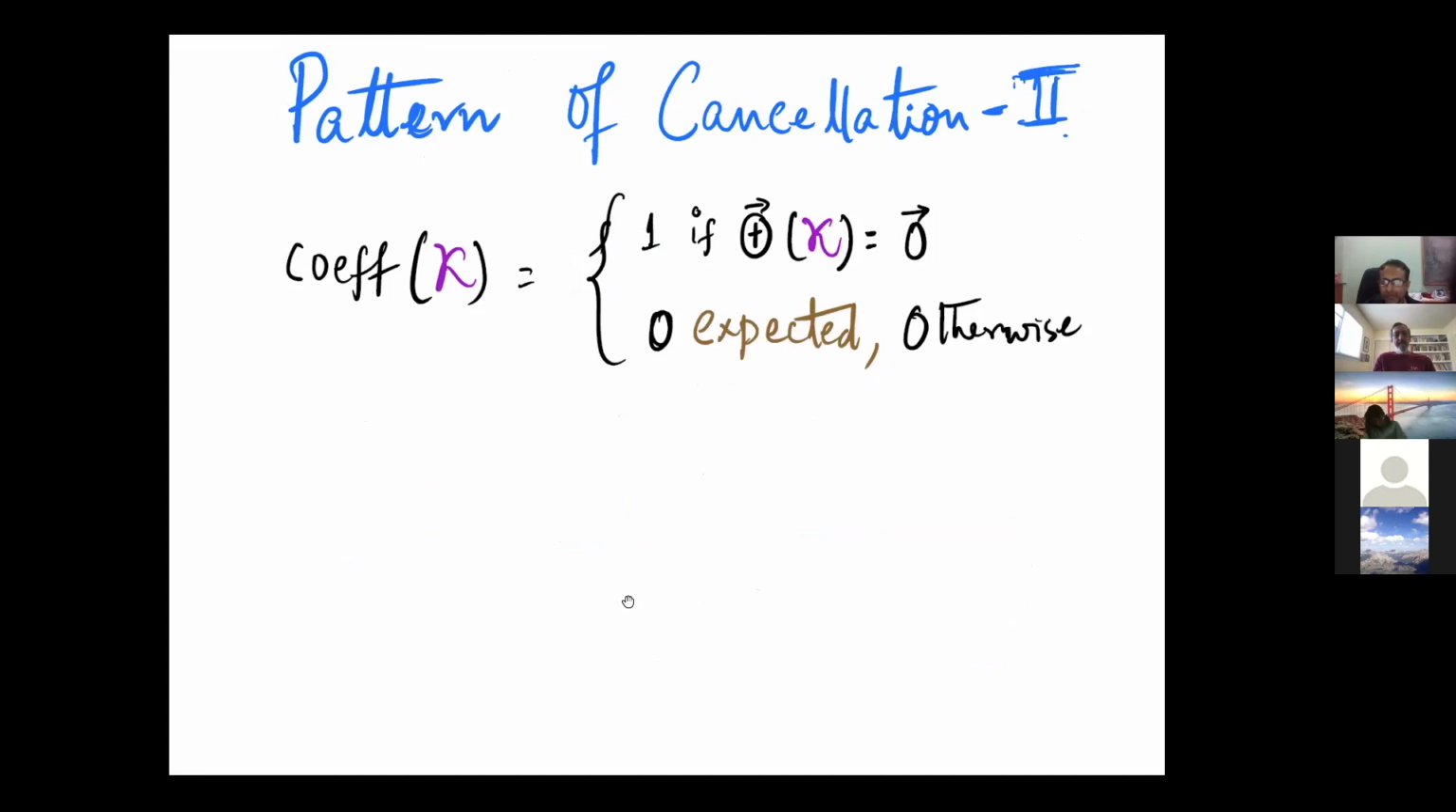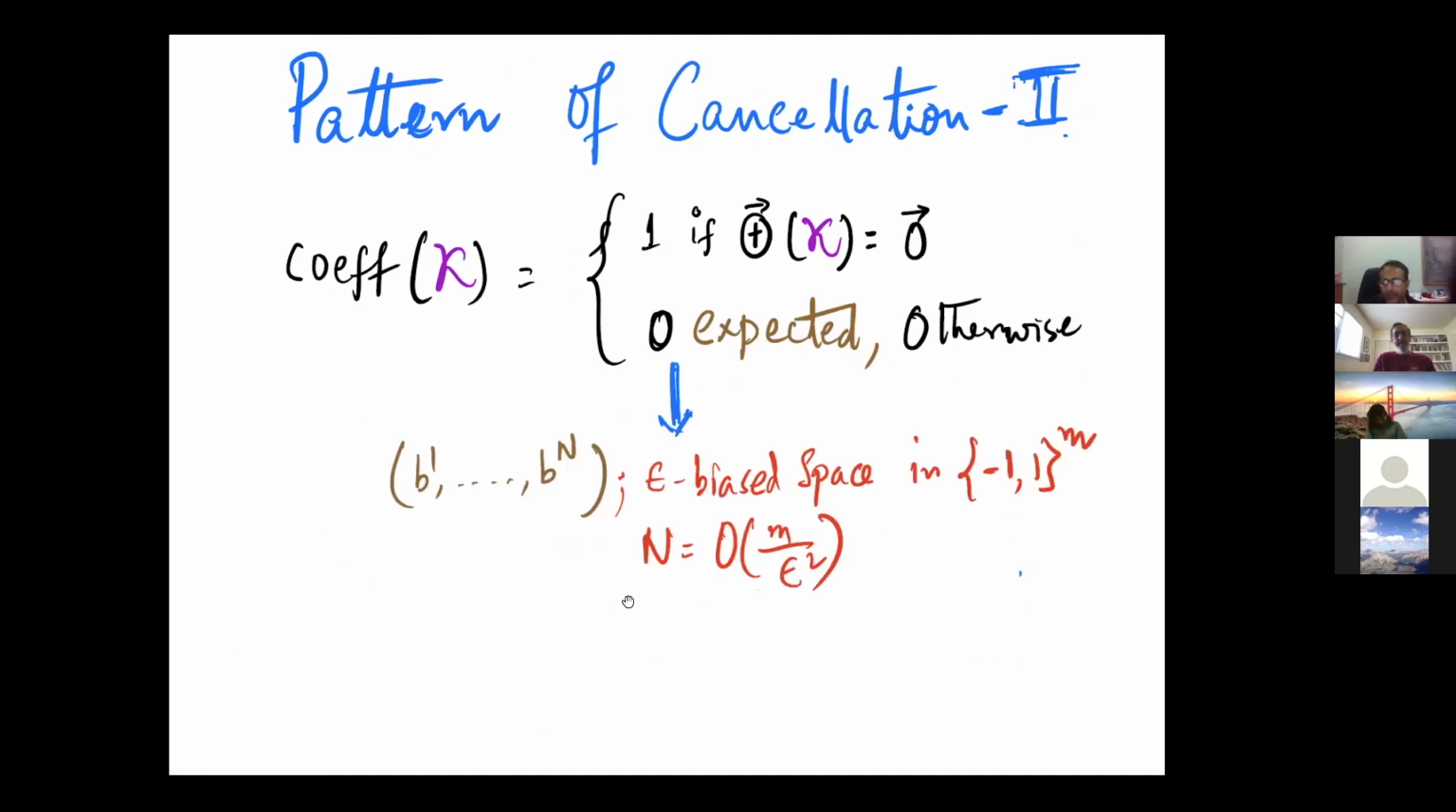So if the parity vector is the all zero vector, then the coefficient of kappa is 1. Otherwise, you expect it to be 0 if you chose it random, in expectation. Instead of these random things, you can choose a pseudo-random object like an epsilon biased space. So B1 to Bn can come from some suitable pseudo-random representative. For a concrete example, I'm taking an epsilon biased space because it's efficient. So I can choose just a few of these. How few? Order m by epsilon square.